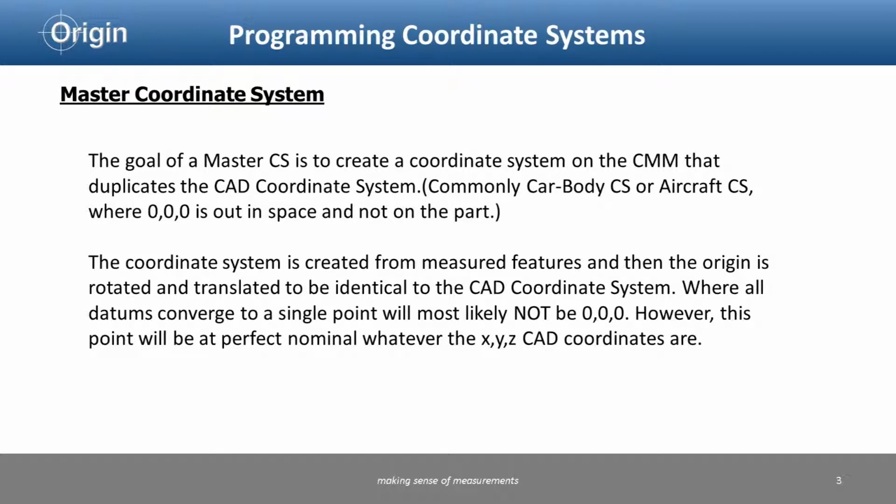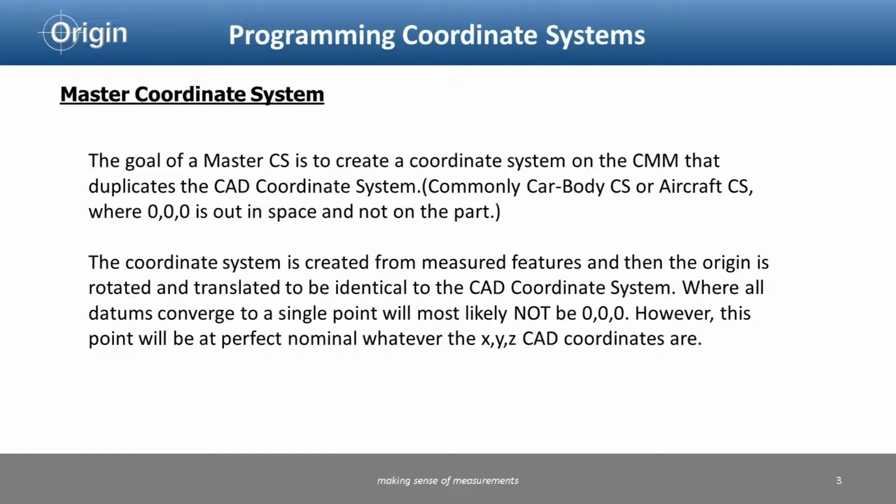Okay, let's start with the master coordinate system. The goal of a master coordinate system is to create a coordinate system on the CMM that duplicates the CAD coordinate system, regardless of where 000 is, be it on the part or out in space somewhere, if the file is in car body or aircraft coordinate system.